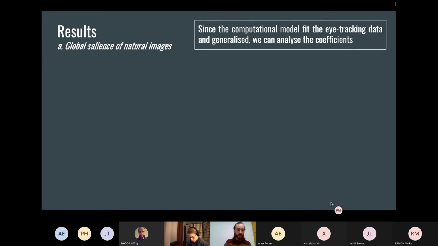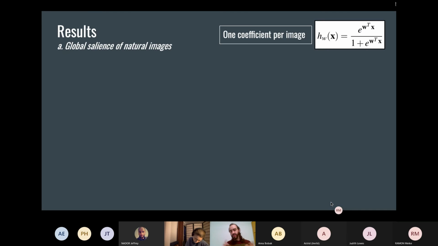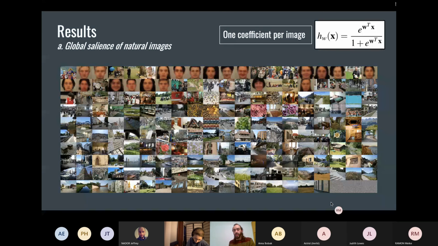So I'm already here to present the results in this slide. First, what I would say is the general main result of the project. Like I said, there will be one coefficient, one parameter, one weight, call it as you prefer, per image. I said there are 200 images in the experiment. So the higher it is, the more likely it is to attract the first fixations. If we plot all the images sorted by their global visual salience, by their coefficient, this would be what we get. The top left image is the image with the highest global salience, and it goes from left to right and top to bottom.